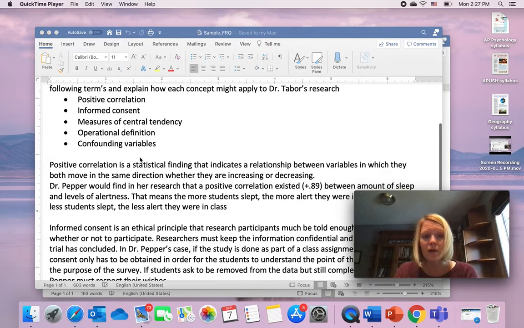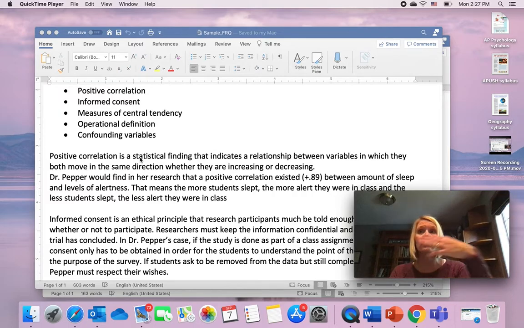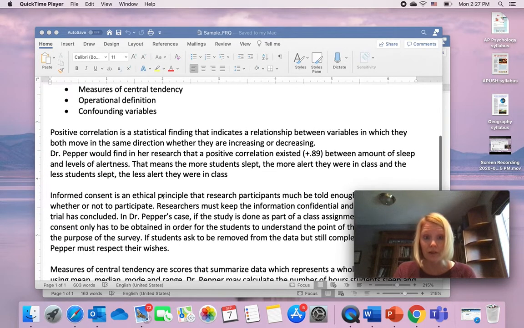So I'd first define what positive correlation is, and then I would apply what positive correlation was to this scenario. So here's what positive correlation is. And then I said Dr. Pepper would find in her research that a positive correlation existed between the amount of sleep and the levels of alertness. That means, so then you have to explain, the more students slept, the more alert they were in class, and the less students slept, the less alert they were in class. That's exactly what you have to do. That's getting in, getting out. Define it, apply it, you're done. And then you notice I left a little bit of space.